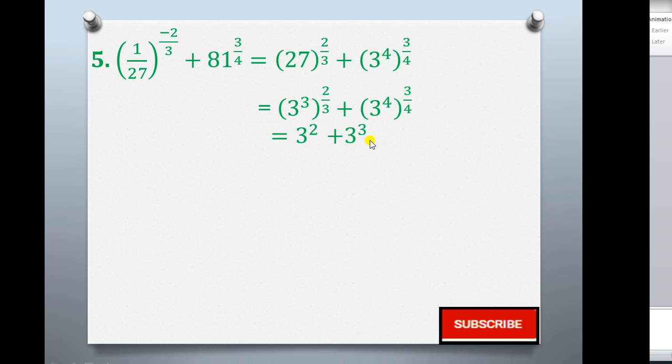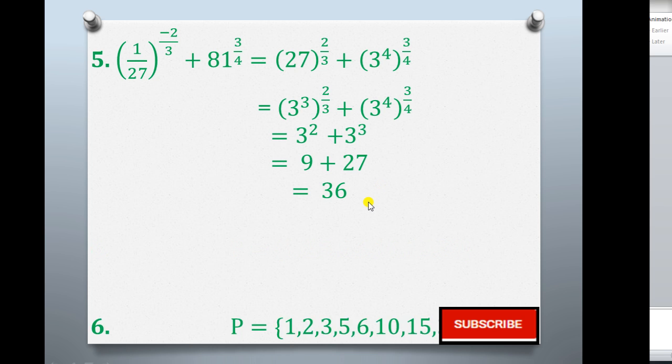But remember they said evaluate. So you have to simplify this. Remember 3 squared is 9 and 3 cubed is 27. And when you add all these, it gives you 36 as the final answer. But if they had just said simplify, remaining here wouldn't be any problem. But now that they said evaluate, you have to actually get the value of 3 squared and add it together with the value of 3 cubed.